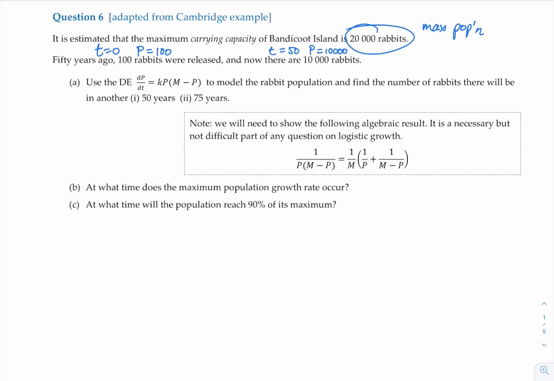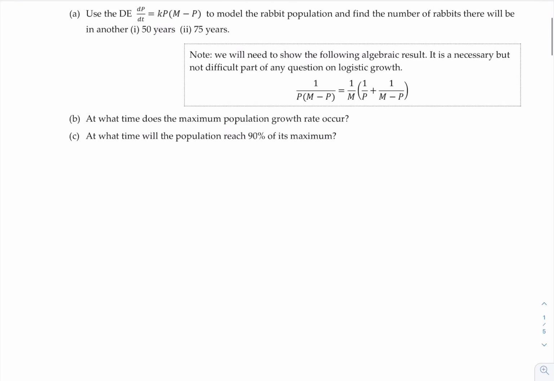Question A. Using this differential equation, which is a logistic equation, model the rabbit population, find the number of rabbits there will be in another 50 years or 75 years. Now, there's an important note here. If we just think ahead, we've got dp/dt equals kp(M minus p). That's the max, so that's 20,000. P is the population, of course, that's a variable. K is a constant.